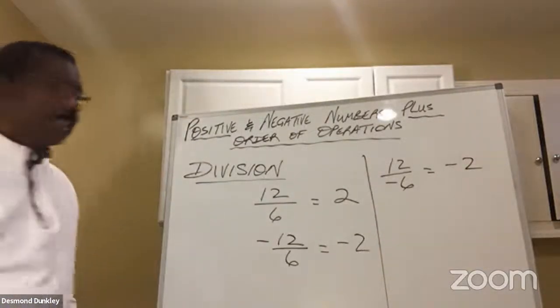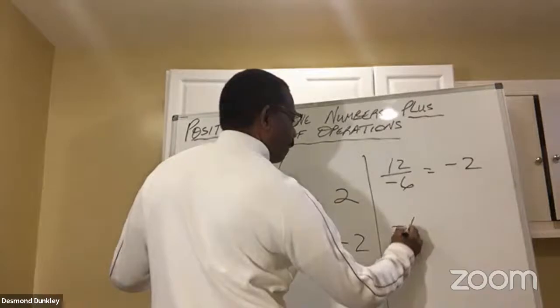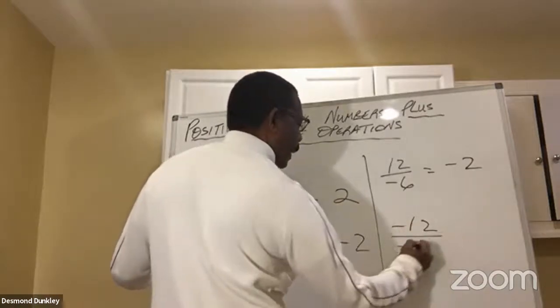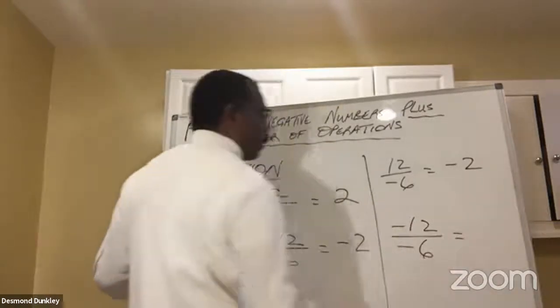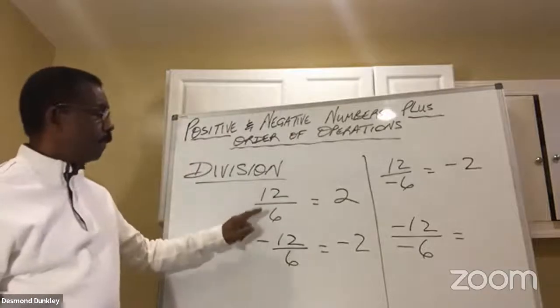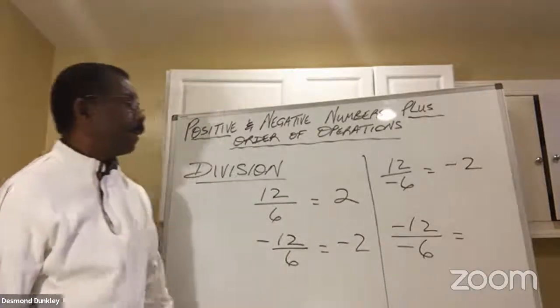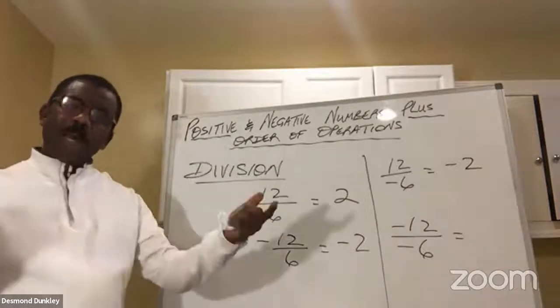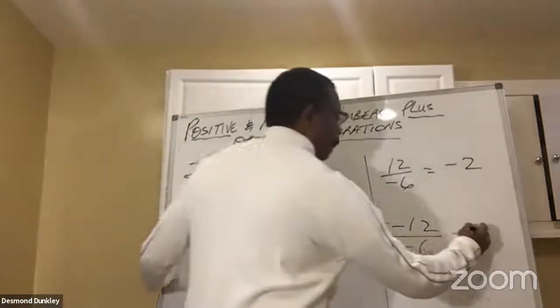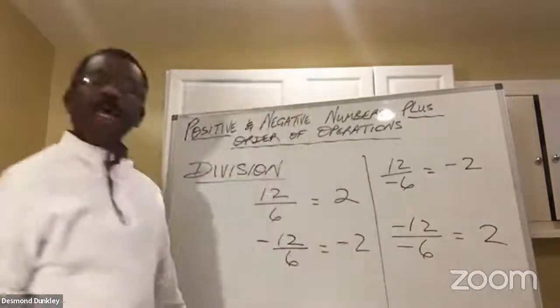And then the last situation is if you have negative 12 divided by negative 6. Once the signs are the same, the result is positive. So there you have it.